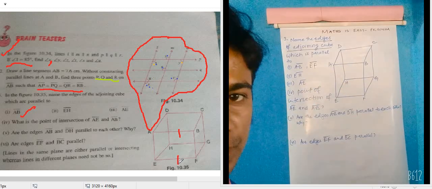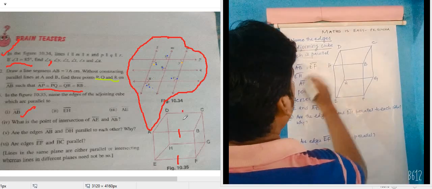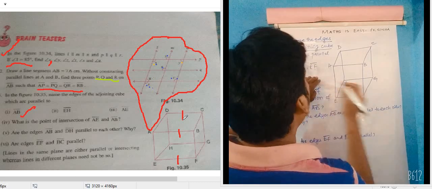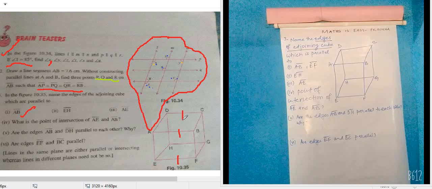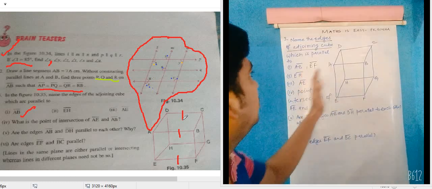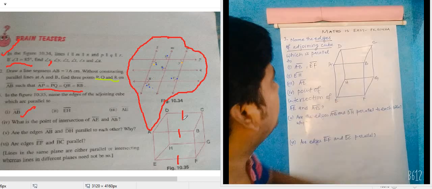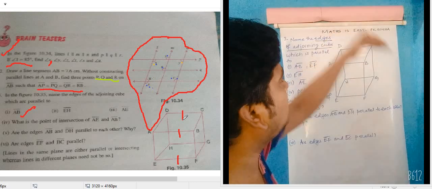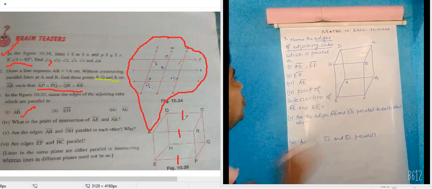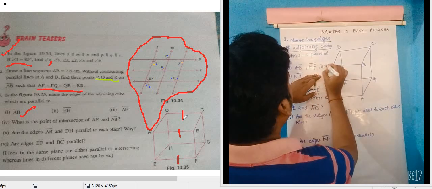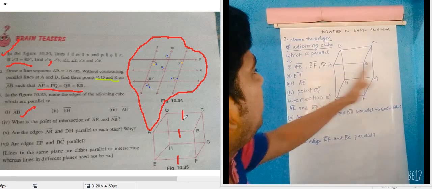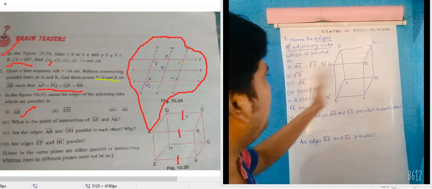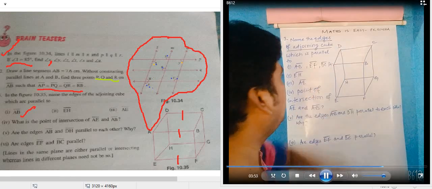AB can be parallel to DC. You can write also DC, but we cannot write AB is parallel to GH, because AB and EF are in the same plane, and AB and DC are also in the same plane. So you can write AB, DC, but AB and GH are in two different planes. So AB will be parallel to EF, AB will be parallel to DC.